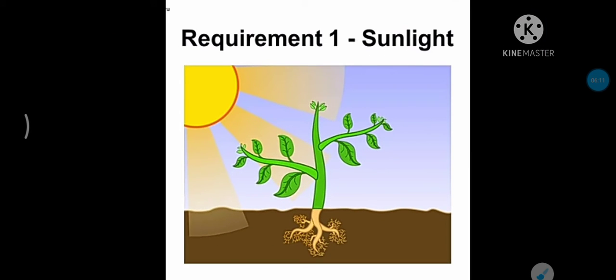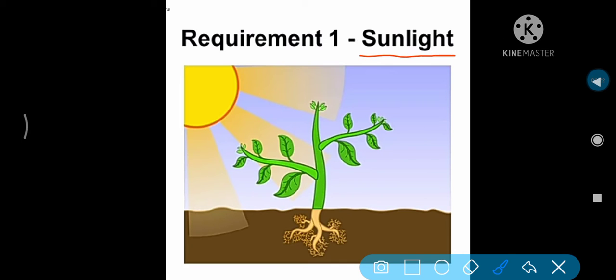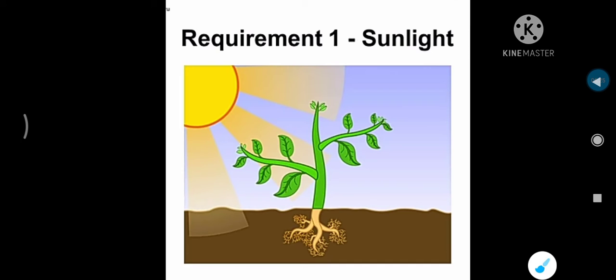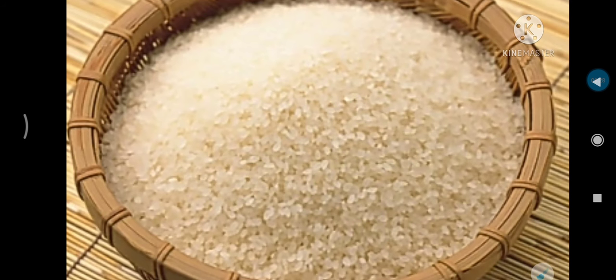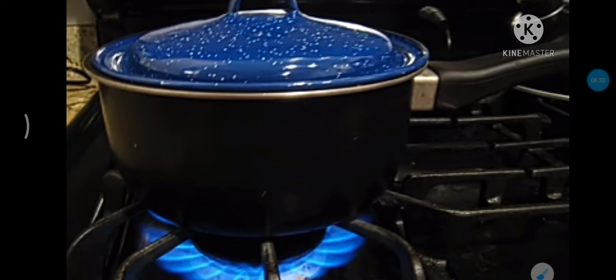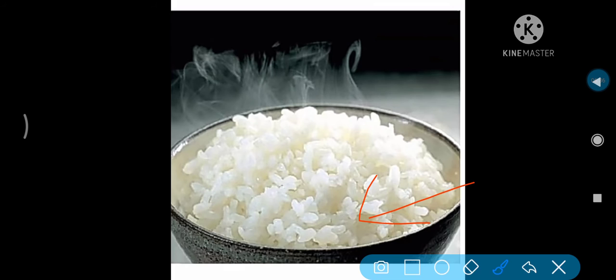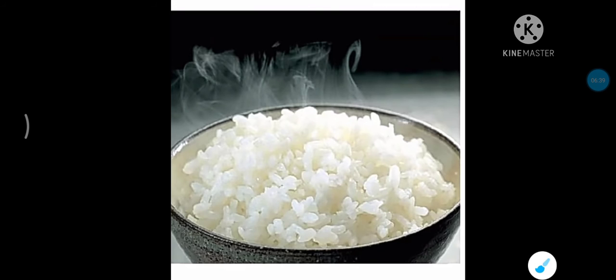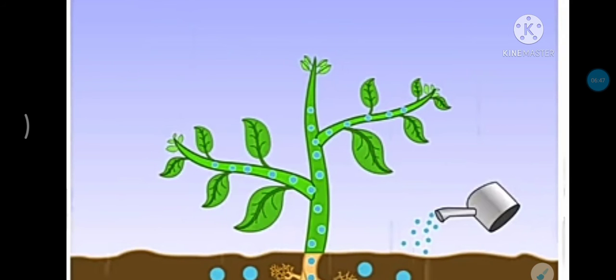Now let us discuss how plants prepare their food. What is required to prepare the food? First requirement is sunlight, which is very important. Like, for example, your mother is cooking rice. So she needs to put the rice on some flame, right? Suppose gas stove. Similarly, plants also need heat energy to prepare the food. So plants take the heat energy from sunlight. And what traps the sunlight?